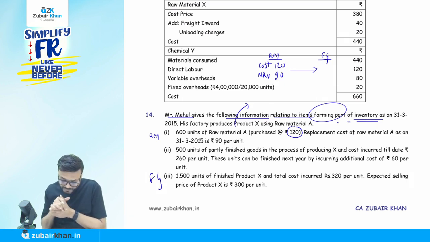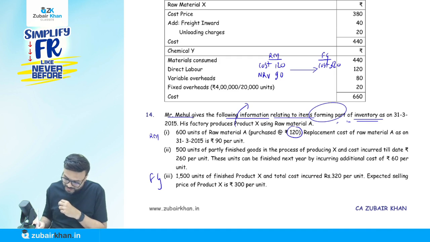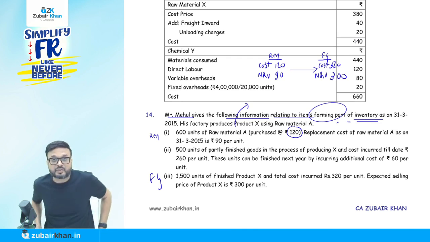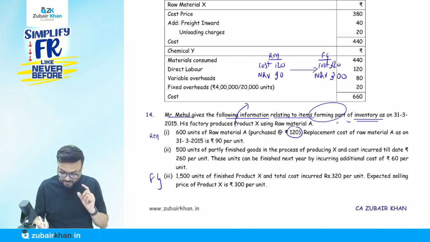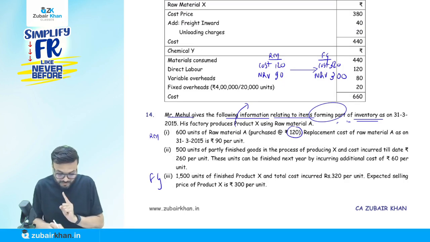Don't worry. They say finished goods X, total cost 320. The cost of finished goods is 320, and the expected selling price of the product is 300. So NRV is 300. Now listen carefully. What is going to happen in the case of raw material? When I compare cost and NRV, whichever is lower, then I go with the NRV if it is low.